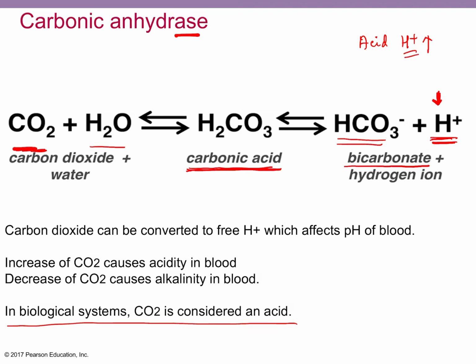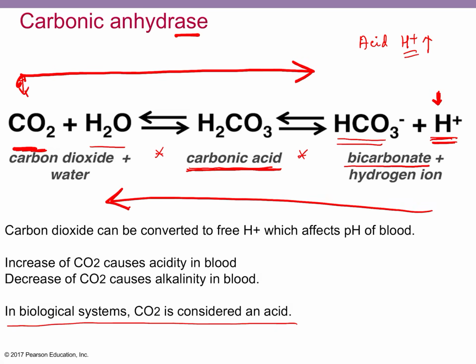Now the opposite is true as well. If you have a lot of acid in your blood, you can actually drive the equation the other way. So notice how these are all reversible arrows. So if you have an excess amount of carbon dioxide, you're going to push the equation in this direction, because you have a high concentration of CO2. But the opposite is true. If you have a high concentration of hydrogen ions, you're going to push it this way. So it can balance itself out.